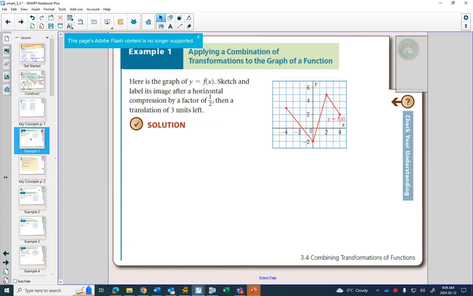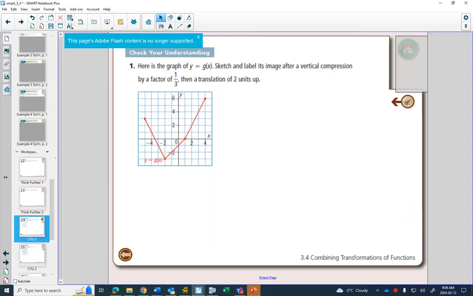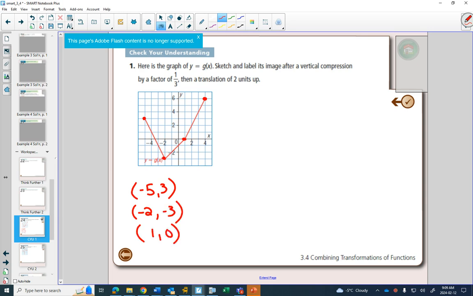So if we go to example 1, they would like us to sketch and label a graph with a vertical compression of 1/3 and a translation of 2 units up. So if we're doing the method with the points on our original graph, we have these 4 points. I can label them. I have -5, 3, -2, -3, 1, 0, and 4, 6.